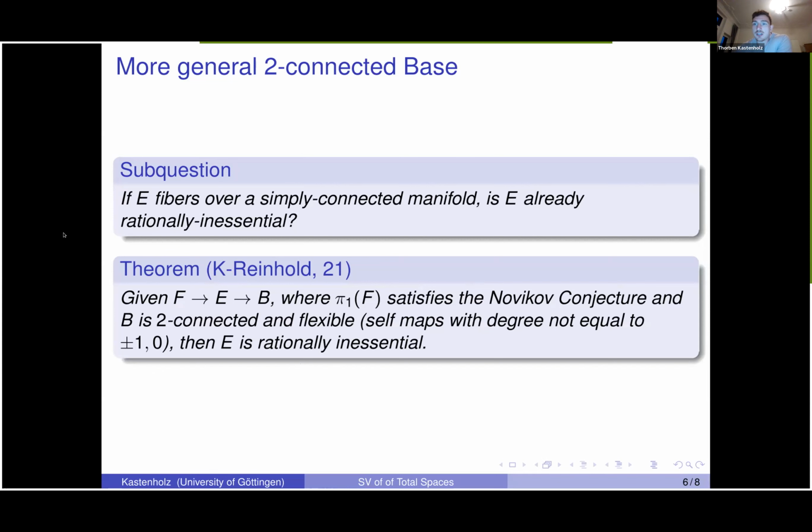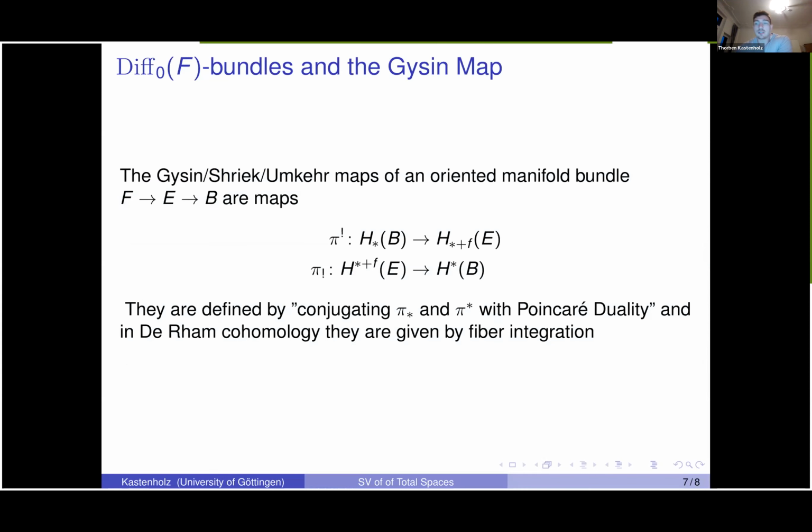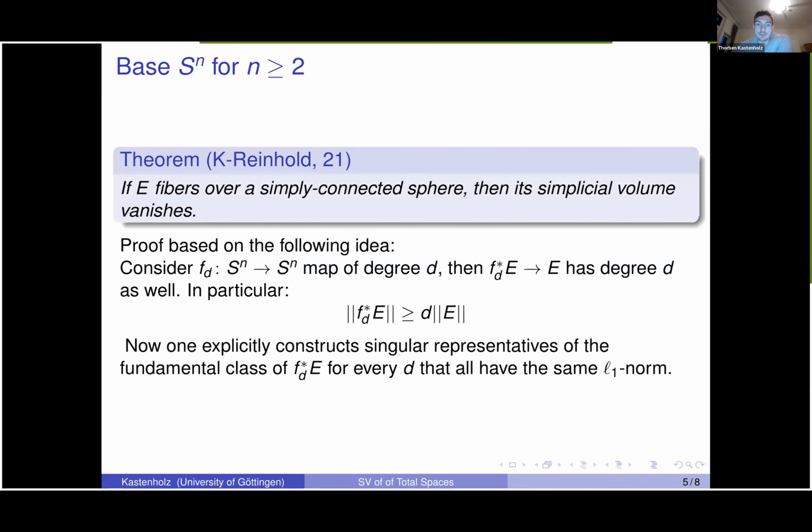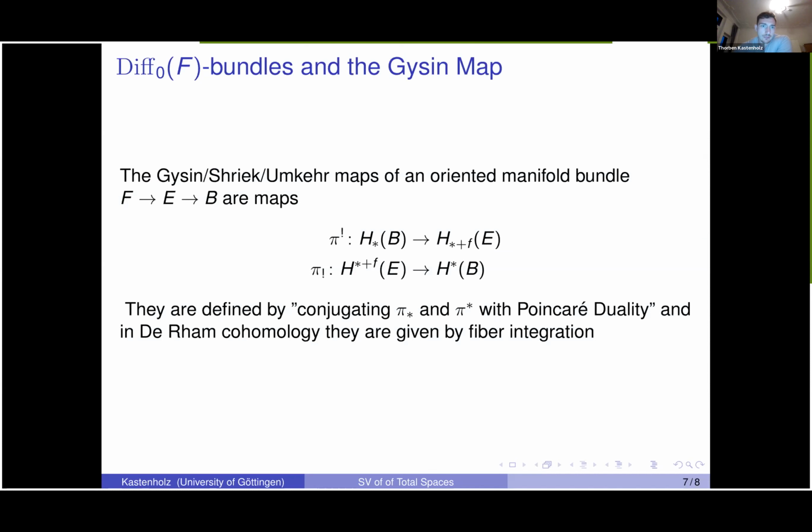So these were the answers that Jens and I came up with. And now I investigated this some more and took a closer look at this proof here. And I noticed that there was a main player here that could also be defined for bounded cohomology, namely the Gysin or Shriek or Umkehr map. This map has like a million names. Or wrong way map, which is defined as follows.